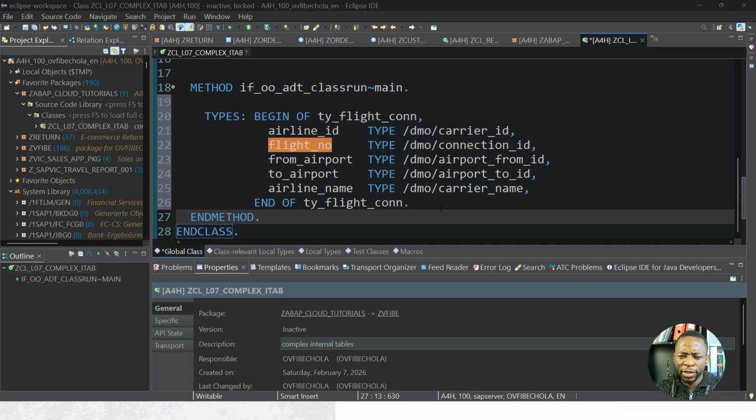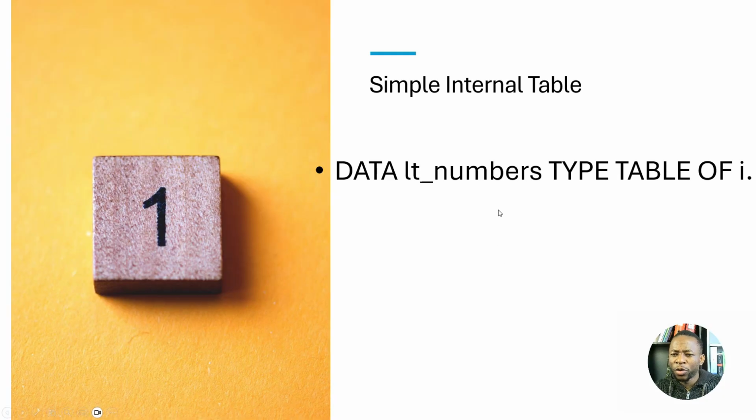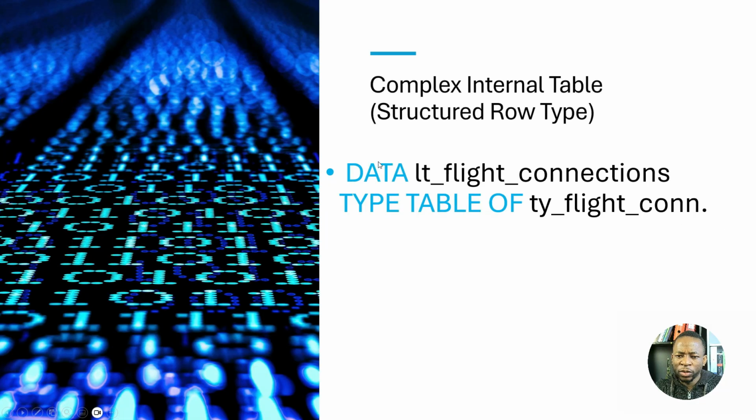I will show you an example shortly to see the difference between a complex table and a simple table. A simple internal table you can define using data, give a variable, then type table of i. This is integer, so it has only one unnamed column. It is just used for basic scenarios. But to define a complex internal table, you use data lt_, give a variable, and then type table of ty_flight_connection.